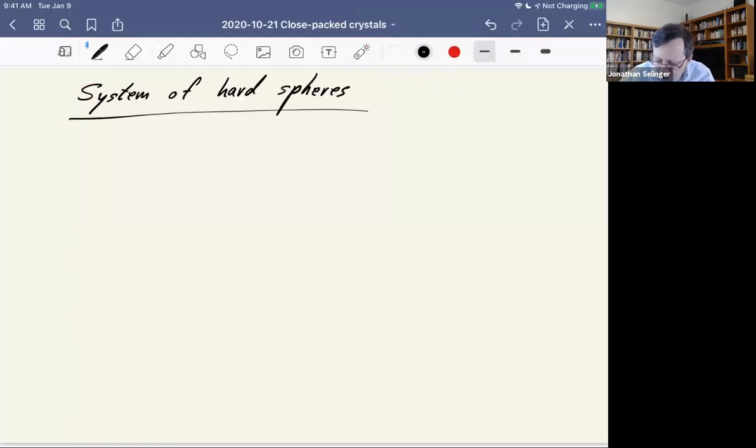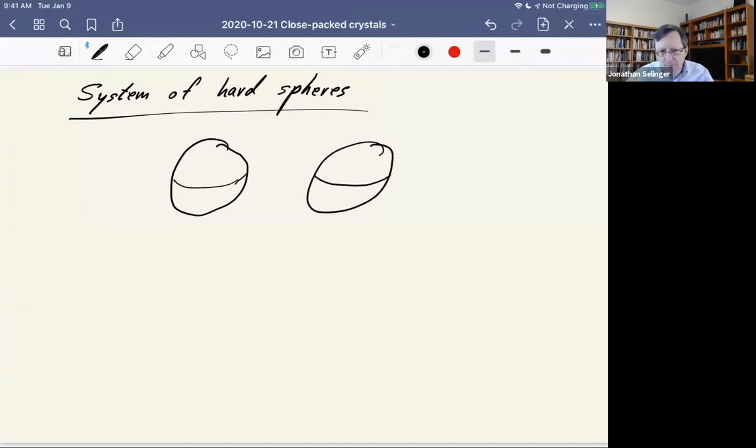So that means the individual particles are spheres which cannot overlap. Right? So they each have some diameter and they can move around until they are right up against each other, like this. But they cannot overlap each other.